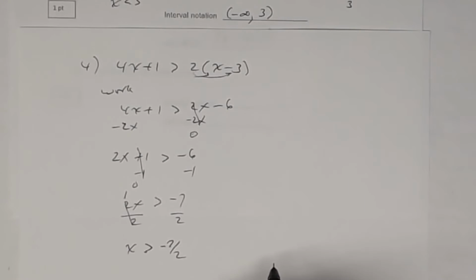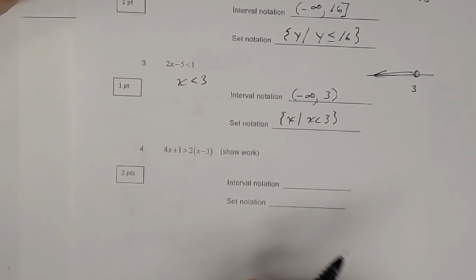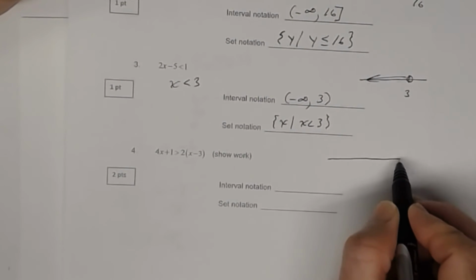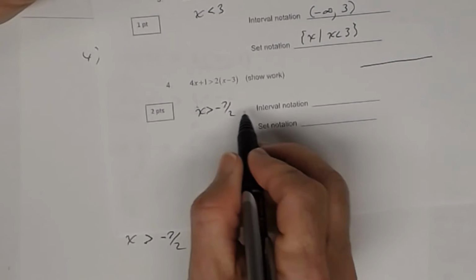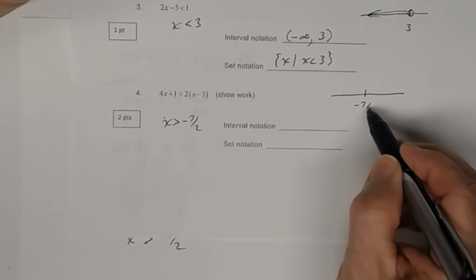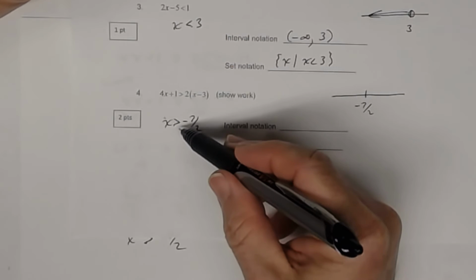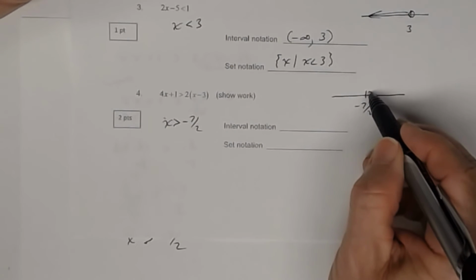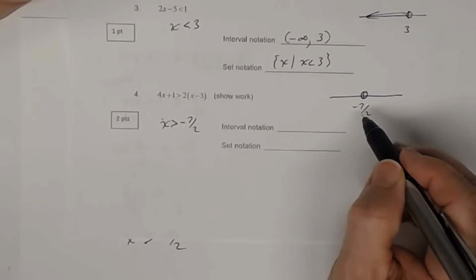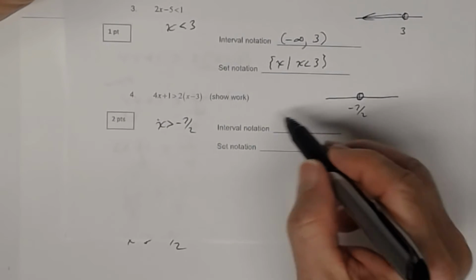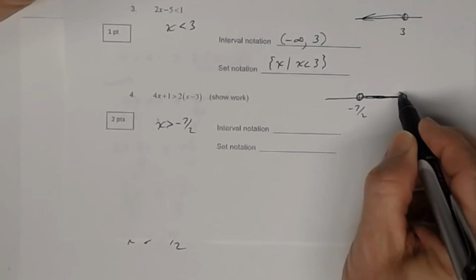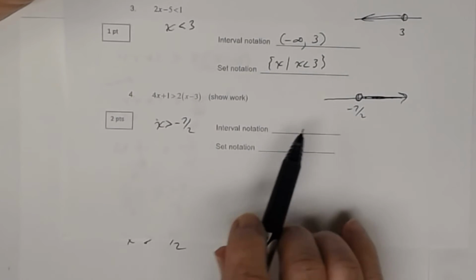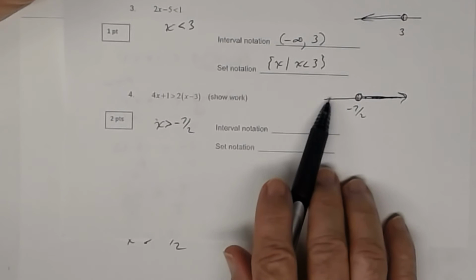Okay? And so when you put this in interval and set notation, and it's up to you, but remember we found x is greater than negative 7/2. So put negative 7/2 with an open circle because there's no equal sign. So negative 7/2 is not a solution, but the solutions are any real number that's greater than that. So there's your graph.